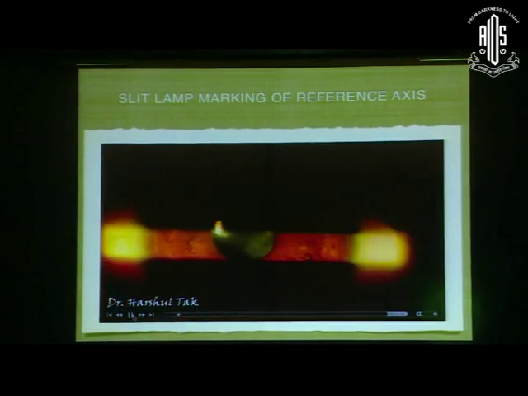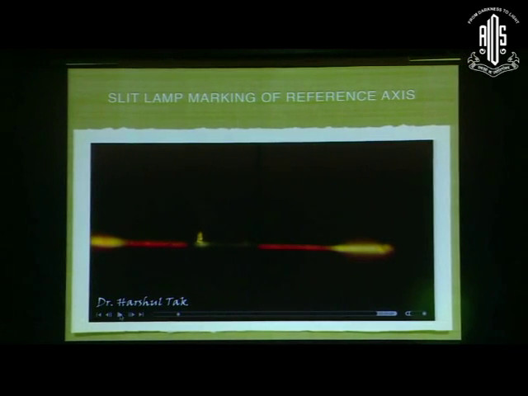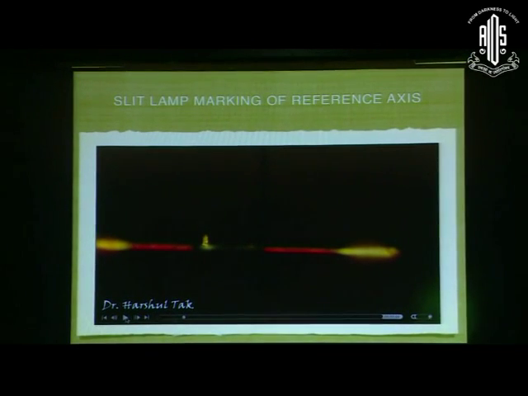So then the next step is to mark the reference axis on the cornea. This we do without dilating the pupil. You also have to tell your staff that, as soon as the patient comes for surgery, your staff has a tendency to dilate all the patients. But you have to tell them that the toric patients, I need them undilated first. There are various methods to mark the reference axis. You can use the ASICO bubble marker, and there are electronic toric markers.